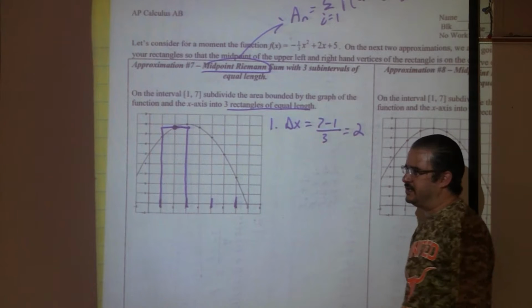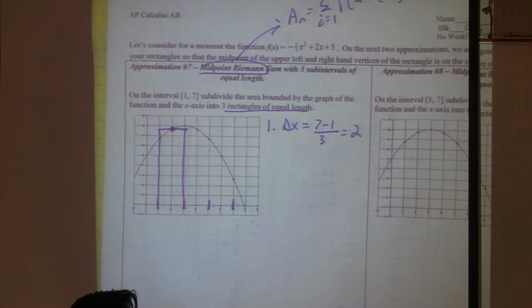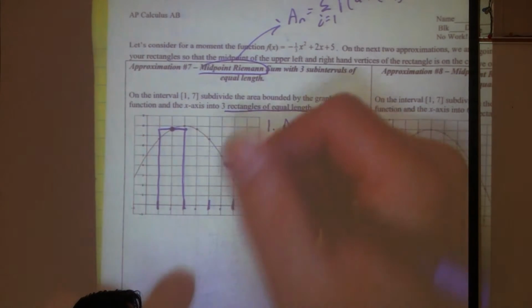This one's a little tricky. On the AP test, they won't ask you to draw stuff like this. The only thing they'll ask you to draw will be a slope field. So don't worry too much about being able to draw the rectangle.